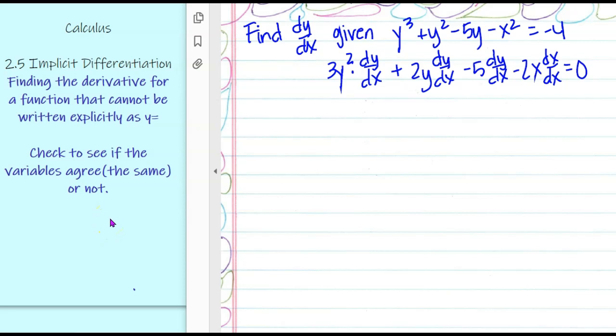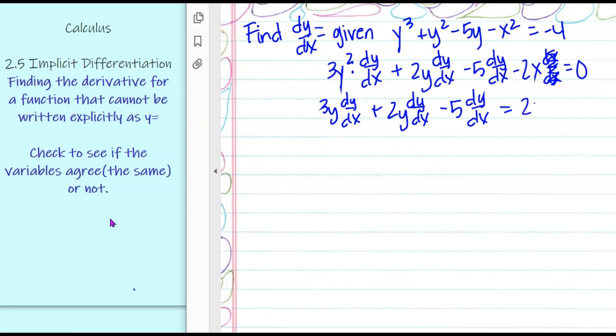What we want to have in our final analysis is dy dx equals. That's what our goal is. So what we're going to do is rewrite it just once so I can see it pretty. 2y dy dx minus 5 dy dx. And this cancels, so it's just 1. So I'm going to put this -2x on the other side, equals 2x.